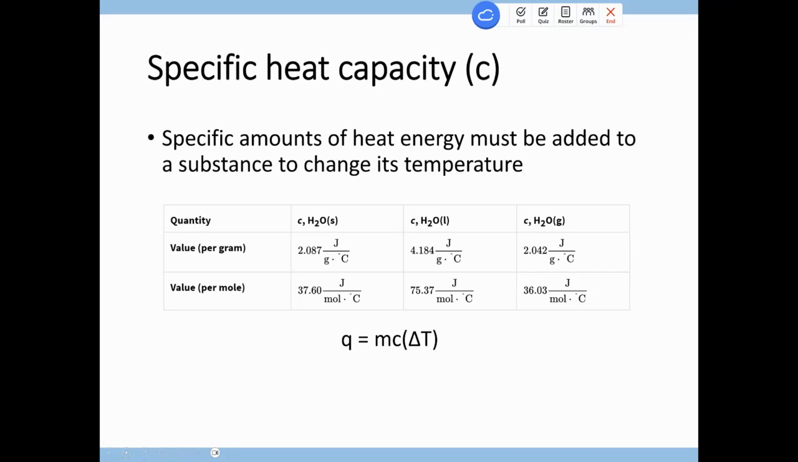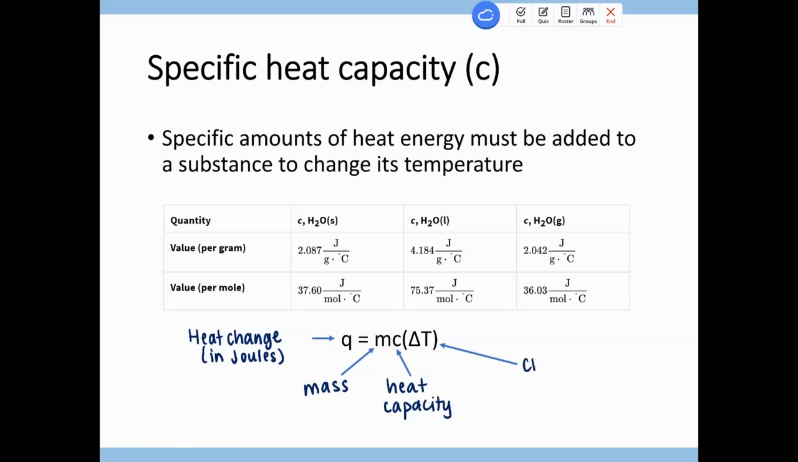And we use the same equation as last term. So we have Q = mcΔT. Q is heat change in joules, m is the mass, c is the heat capacity, and ΔT is change in temperature. Just like before, we define this as the final temperature minus the initial temperature.